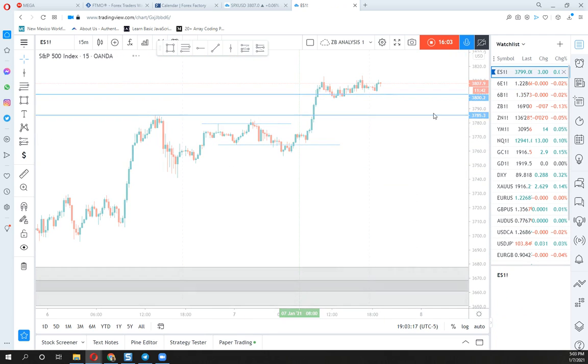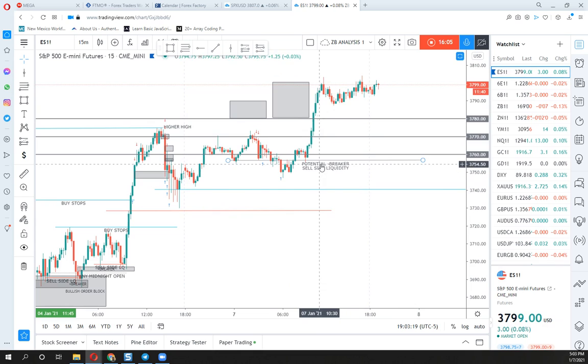When I was trading this during the London session, I made this. I called this a potential breaker because I was thinking it was going to go down, right? I sold here, took my first profit here, and second profit here. So I had my profit all the way down.